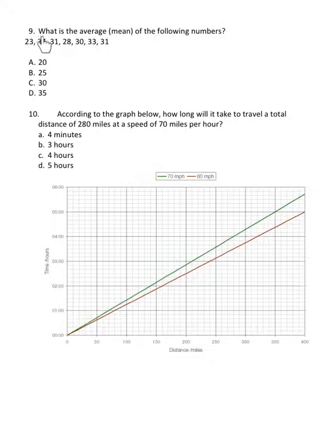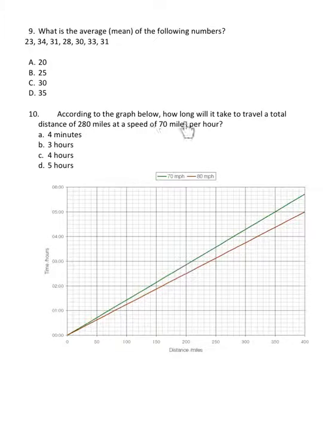Number 9. What is the average or mean of the following numbers? 23, 34, 31, 28, 30, 33, 31. A. 20, B. 25, C. 30, D. 35.